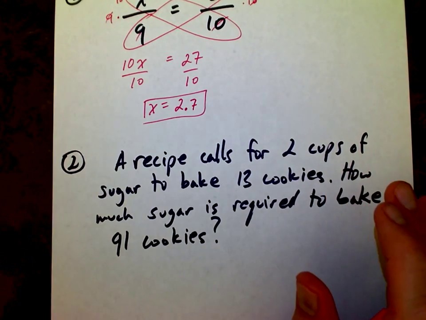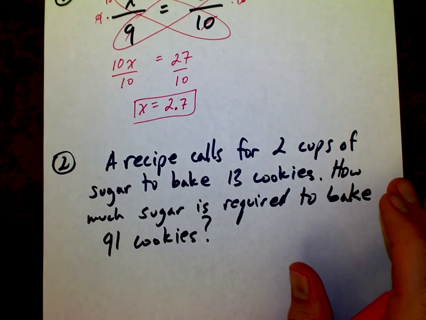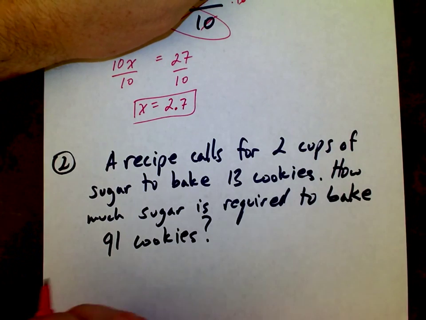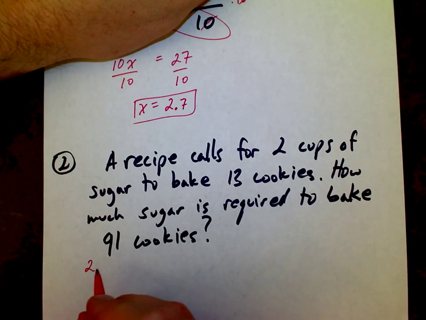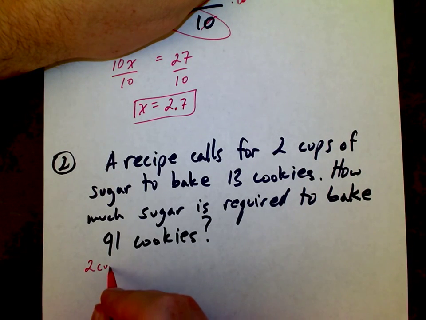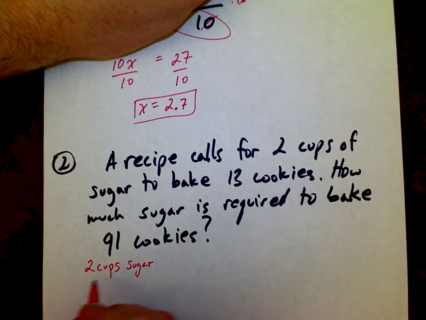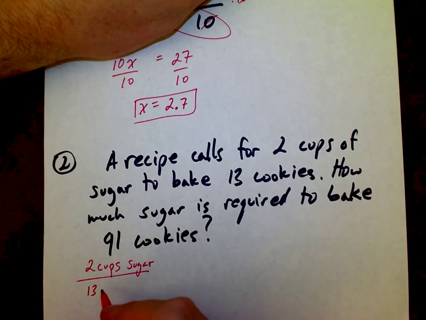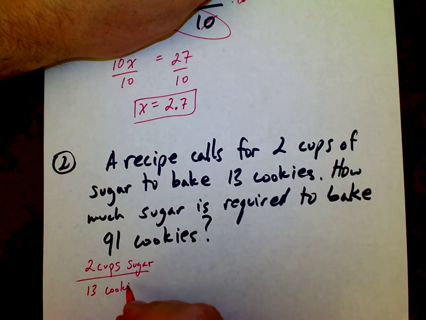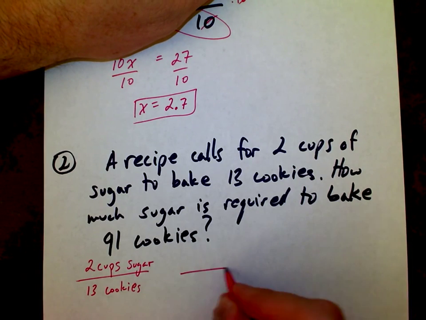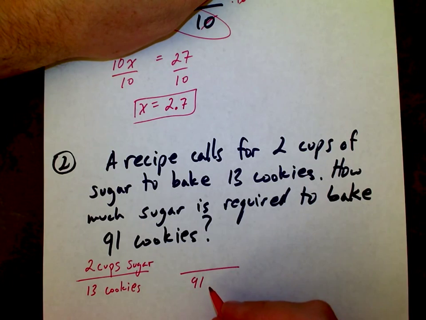Now here's a quick example that involves a word problem that involves a ratio. A recipe calls for 2 cups of sugar, and that can give you 13 cookies. And the question is, well, what if I want to bake 91 cookies?